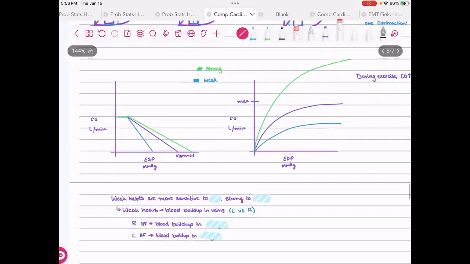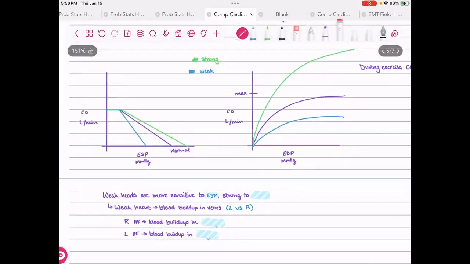Looking over at these two graphs, you can tell that weak hearts are more sensitive to ESP, so to afterload, and strong hearts are more sensitive to EDP, to preload. If you have a weak heart and it's not able to pump blood correctly, you're going to end up with a buildup in your veins. So it's interesting too to note what's happening if the left heart is failing versus the right heart is failing.